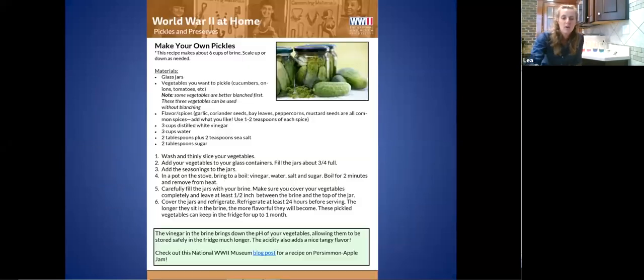Okay, so there are a couple of ways that you can actually bring down the pH of a food to make it easier to preserve. One of those ways is pickling. So we have put together a recipe for you guys. If you want to try pickling at home, you don't need to can these. These are good in the fridge for up to a month.